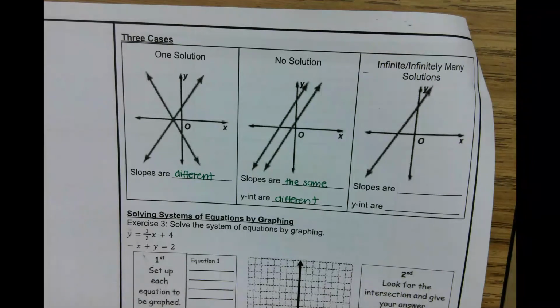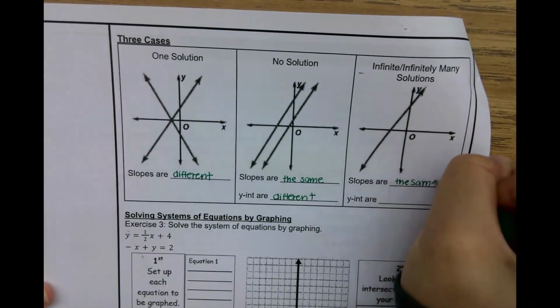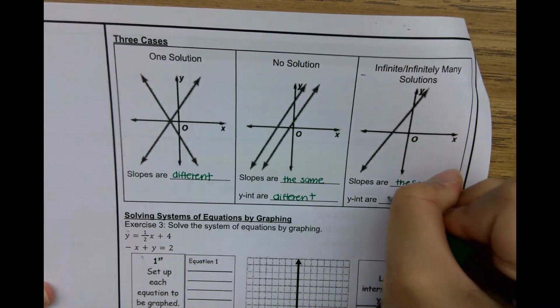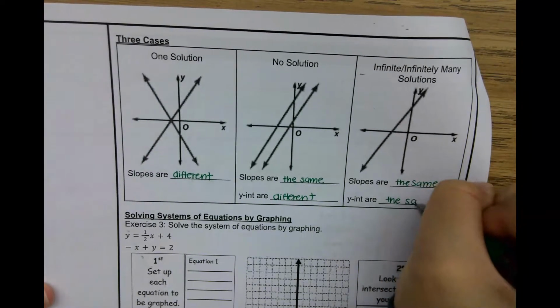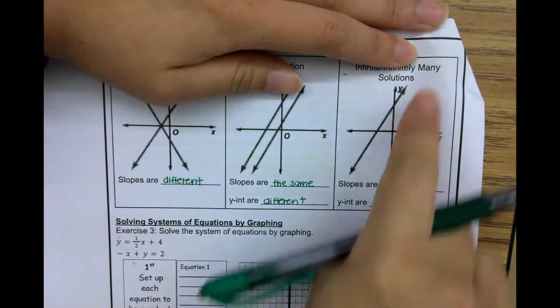And then we have infinitely many solutions, or infinite amount of solutions, when our slopes are the same and the y-intercepts are the same. And the reason for that is because the graph for both of the lines will be the exact same line.